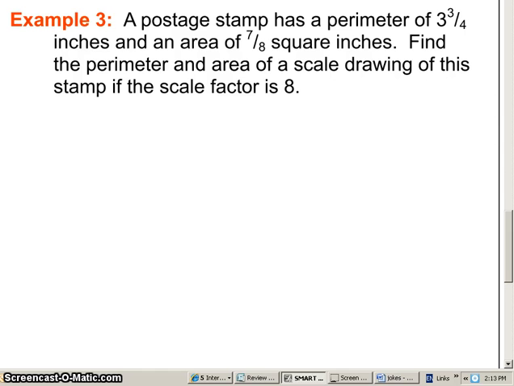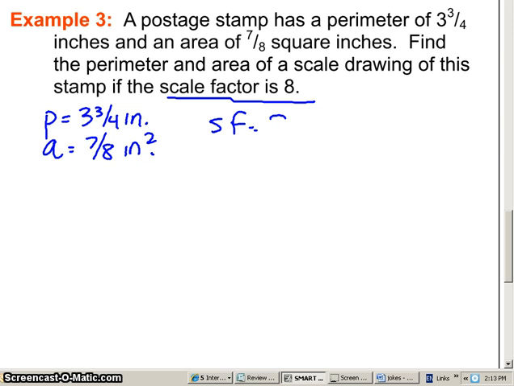Last one, Panthers. Home stretch, here we go, example number 3. A postage stamp has a perimeter of 3 3/4 inches, and let's go ahead and write that. P is 3 3/4 inches, and an area of 7/8 square inches. Find the perimeter and the area of a scale drawing of this stamp if the scale factor is 8. Now the scale factor is greater than 1. Is this going to be an enlargement or a reduction? It's an enlargement. It's greater than 1.